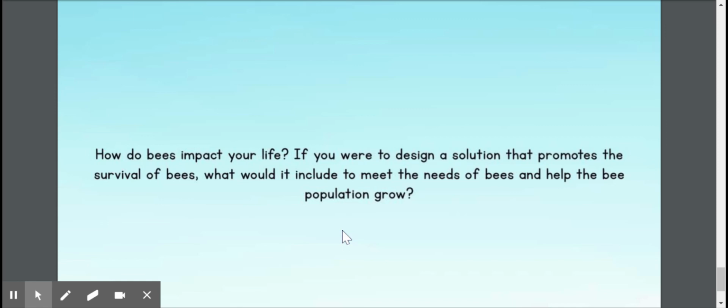How do bees impact your life? If you were to design a solution that promotes the survival of bees, what would it include to meet the needs of the bees and help the bees' population grow?